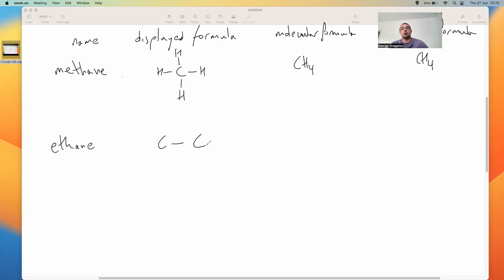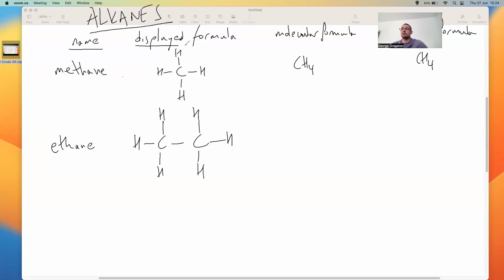The next one is going to be called ethane. It's going to have 2 carbons. Now each carbon needs 4 bonds. So that's already got 1 bond, so 2, 3, 4. 2, 3, 4. That's called ethane. Notice how the ending is always ane. And that's why this topic is called alkane. Alkanes. Name, displayed formula, molecular, structural.